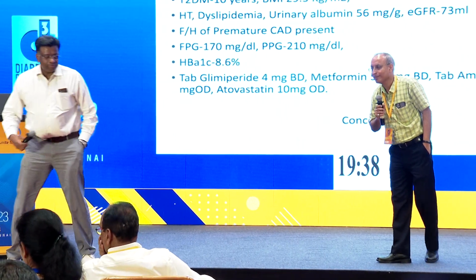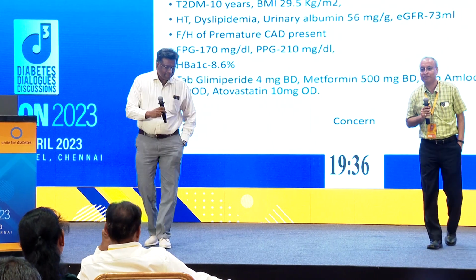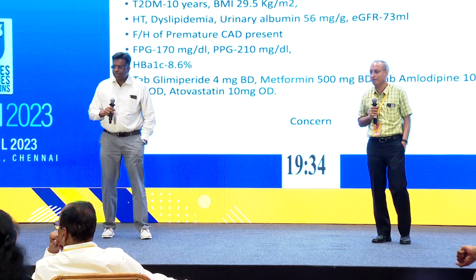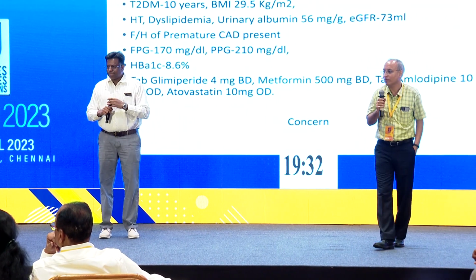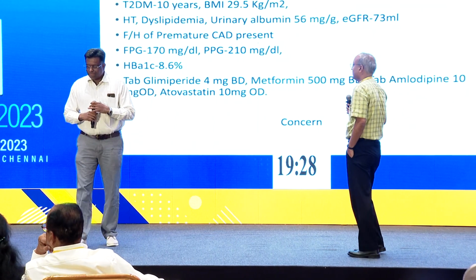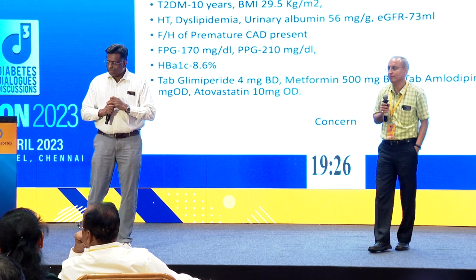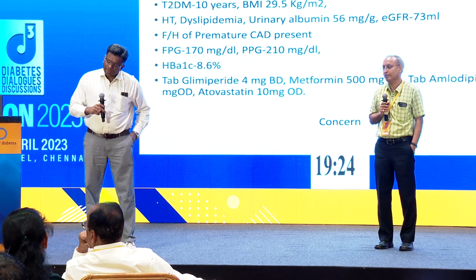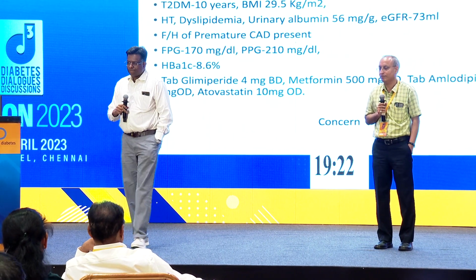Dr. Lakshmanan. I think 8.6 is too much for an oral drug. Whatever drug you are going to add is not going to bring down the A1C. You want to target 7, isn't it? So I may step up the dose of metformin because it's very small for this BMI. Maybe delete the glimepiride, add a DPP4, SGLT plus metformin 1 gram twice daily.